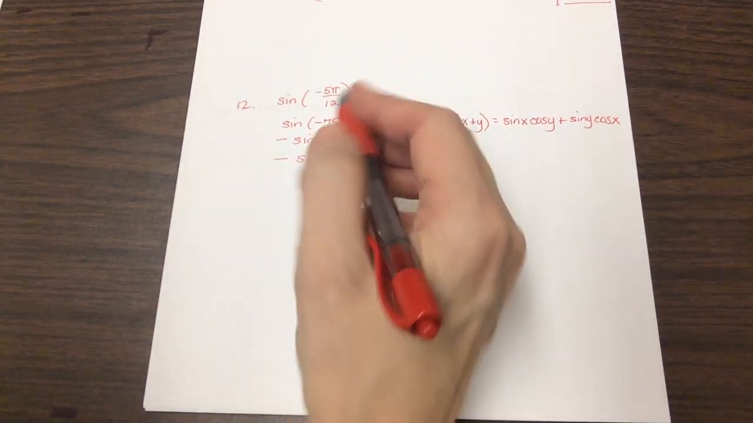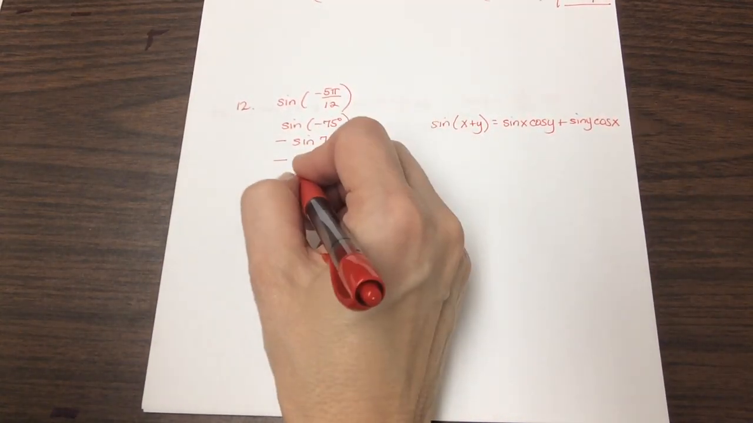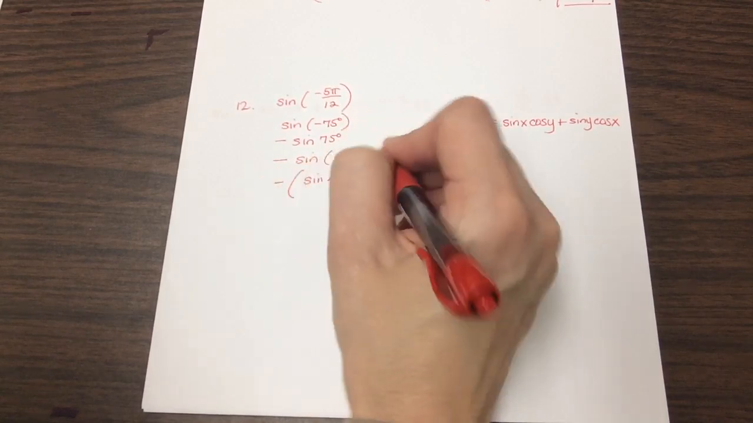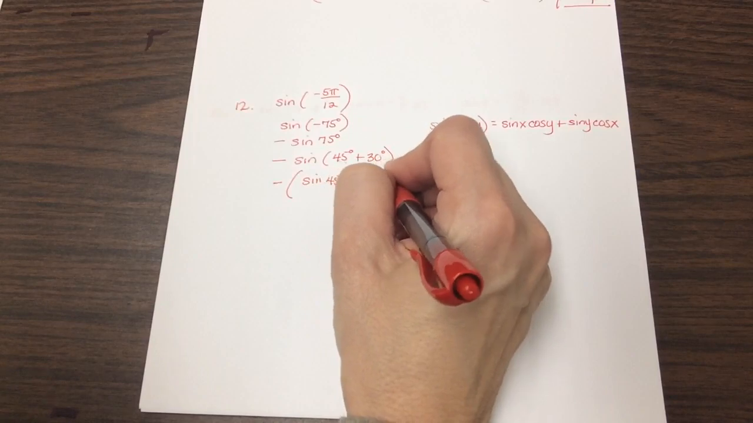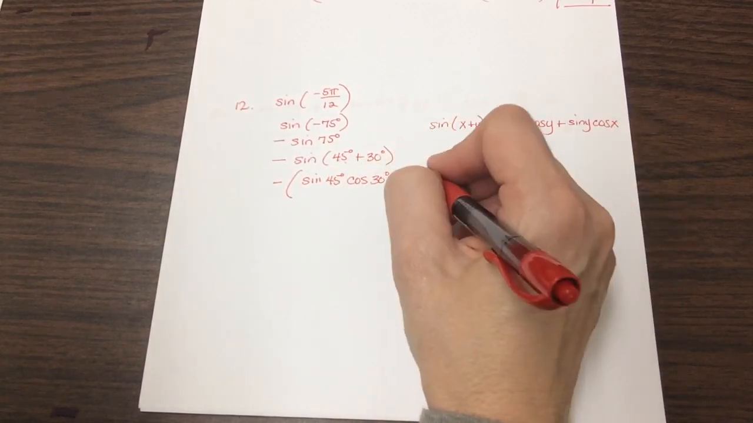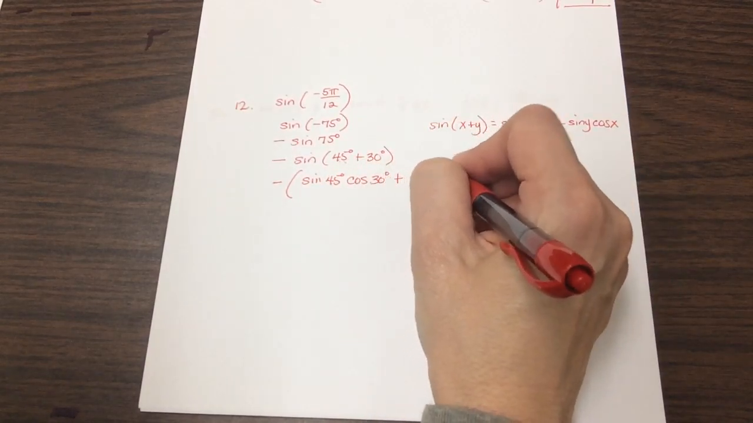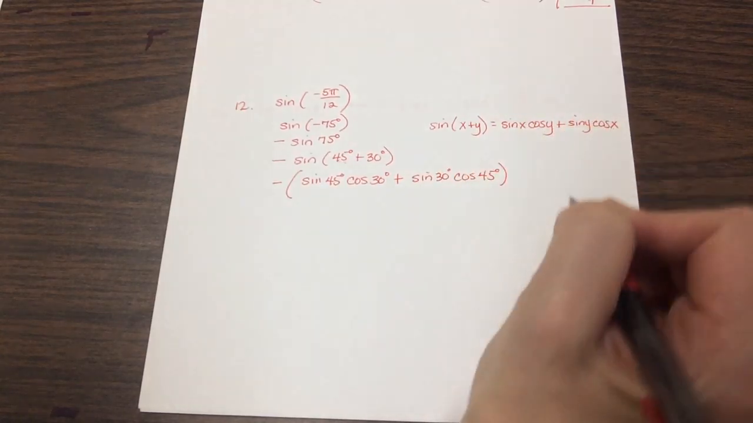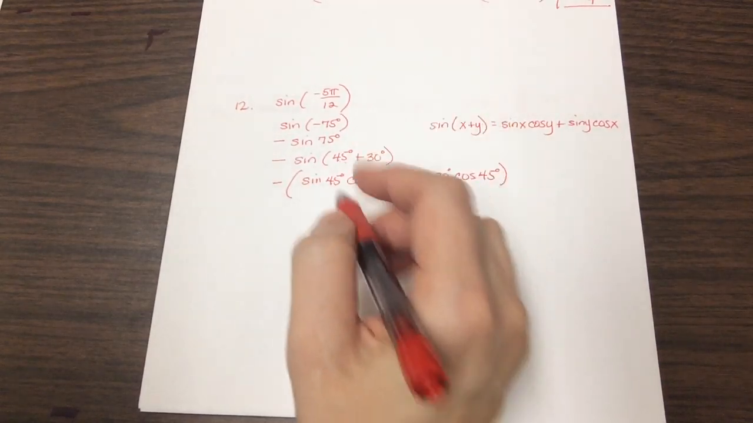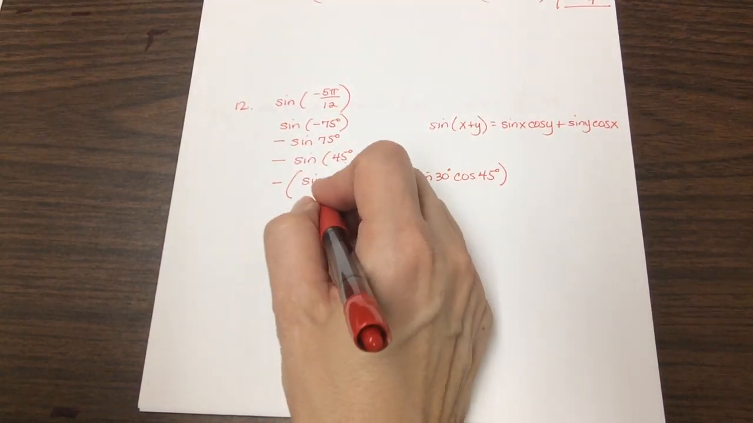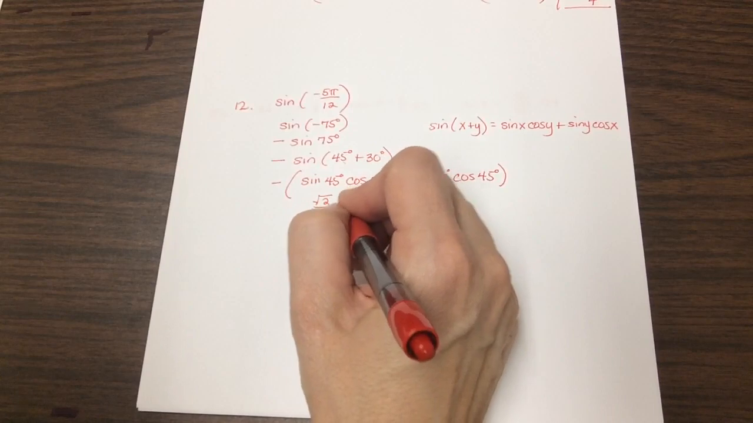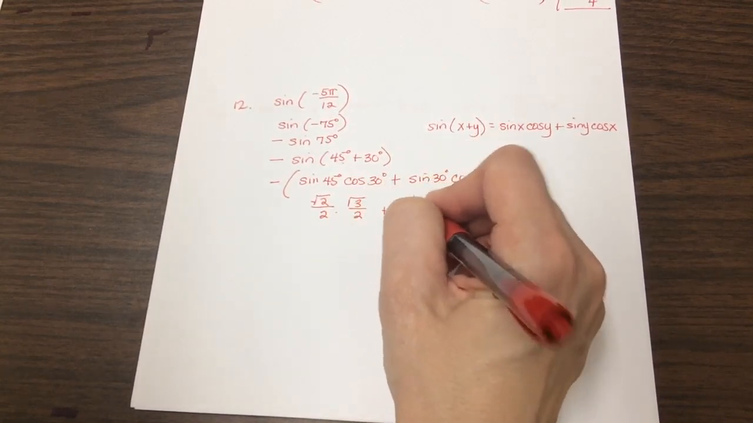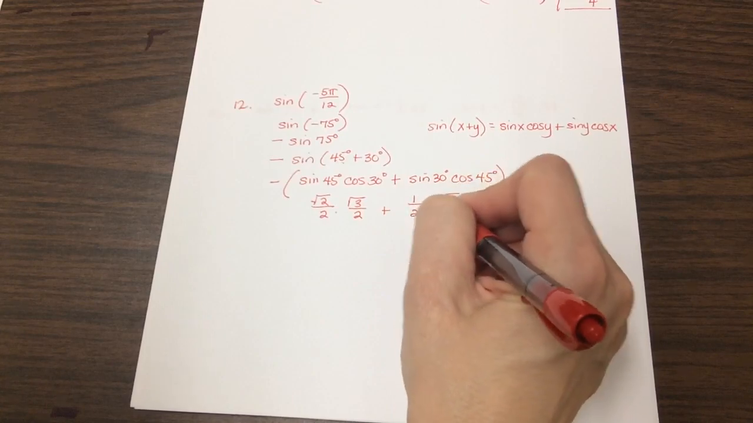Alright, so let's just plug this in. So I've got negative, and then I'm doing the sine of 45 degrees times the cosine of 30 degrees plus the sine of 30 degrees times the cosine of 45 degrees. All right, and then it's just a matter of plugging in the values that I know. So this is the square root of 2 over 2. This is the square root of 3 over 2. This is 1/2. This is the square root of 2 over 2.